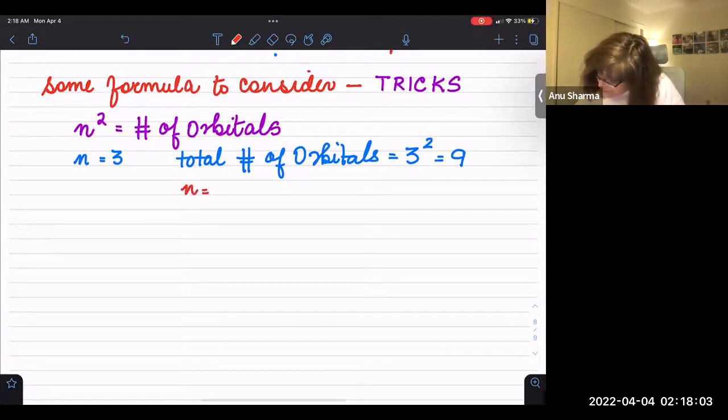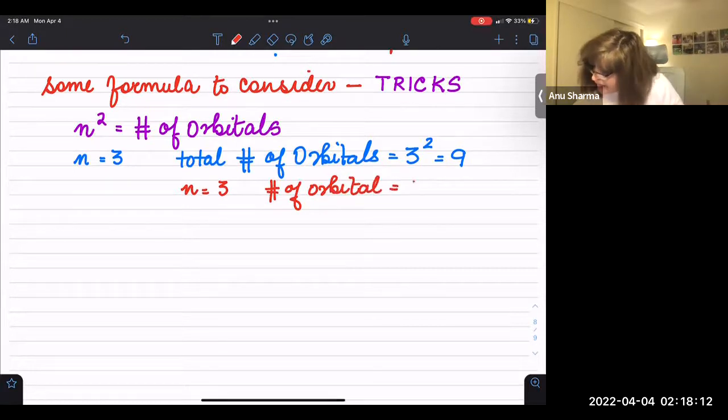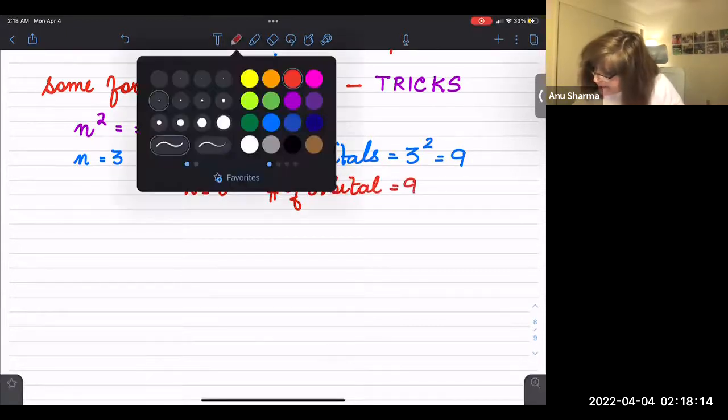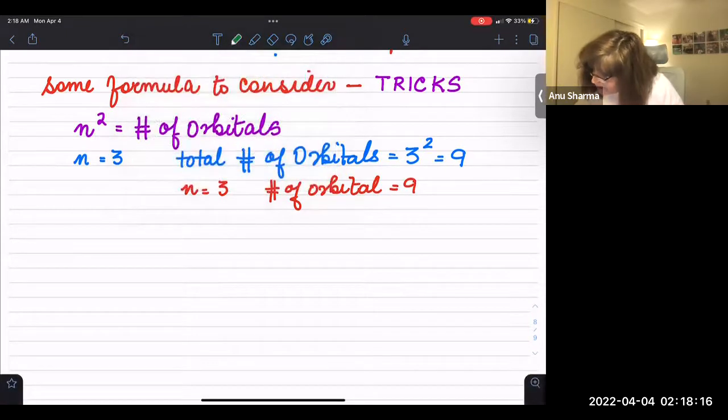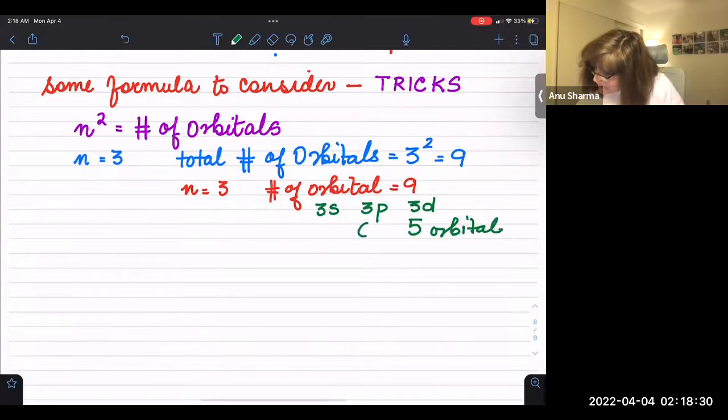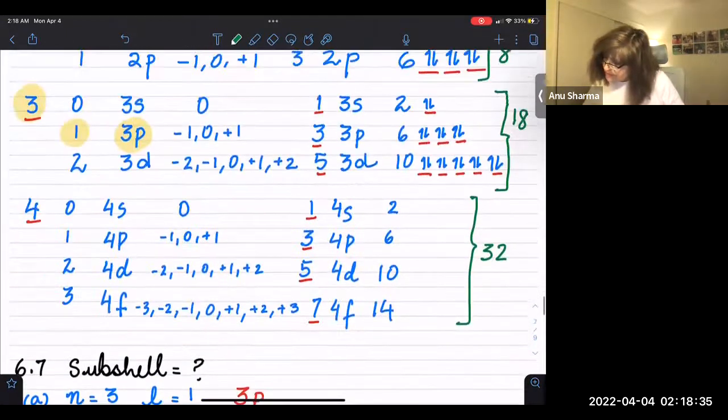So let's just do this. When n is equal to 3, the number of orbitals is equal to 9. And what are their names? They are 3s, 3p, and 3d. So d has 5 orbitals, p has 6 orbitals, and wait a minute, one second.